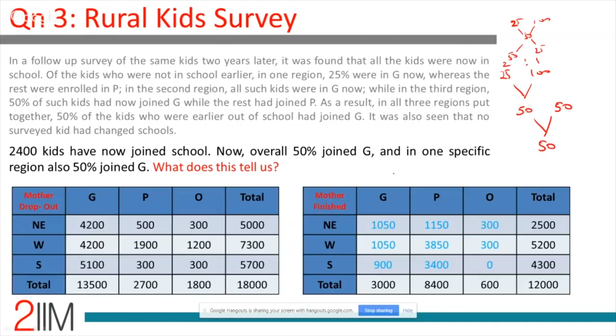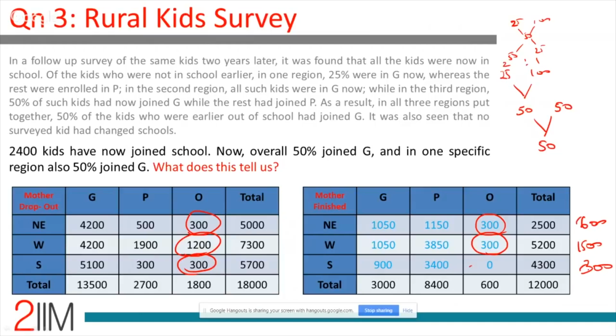So now 2 of these regions have the total number of students in O in the ratio 2:1. Let's find the total first. Total for Northeast is 300 plus 300, 600. Total for West is 1200 plus 300, 1500. Total for South is 300 plus 0, which is 300. Some 2 of these are in the ratio 2:1. Which 2? Only these 2.